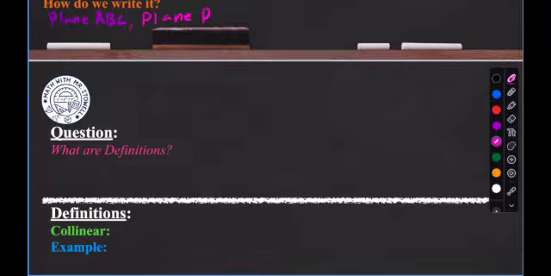Here's a question. What are definitions? We have our undefined terms, and now we have this idea of a defined term. A definition is really just a term that has been defined. We have some sort of definition. Well, a definition is really just an explanation.